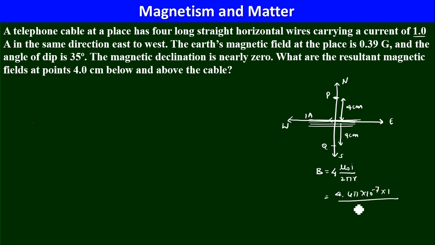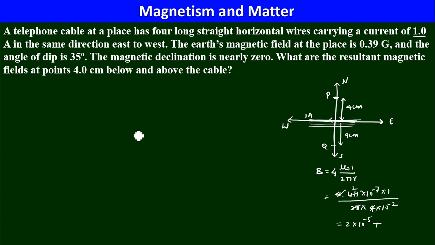So by 2 pi into the distance where you are finding the magnetic field, that is 4 centimeters, 4 into 10 power minus 2. I am converting everything into SI units. Next, this 4 gets cancelled, 2 pi and 2 pi. So 2 into 10 power minus 7 plus 2 will be 2 into 10 power minus 5 Tesla. Let us keep it aside.